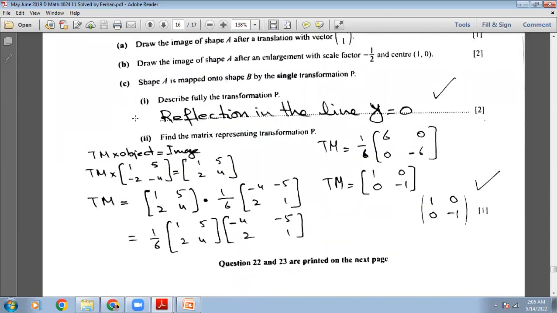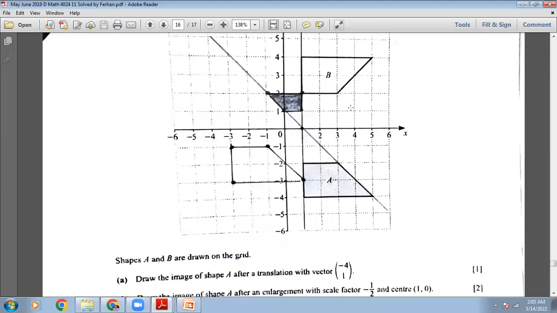Then the question is: shape A is mapped onto shape B by a single transformation P. If you look at these 2 figures carefully, you can see this figure has flipped. So this is a reflection, and exactly between them, this is the line. So x equals to 0 is the line in which the reflection has taken place. So it's a reflection in the line y equals to 0.